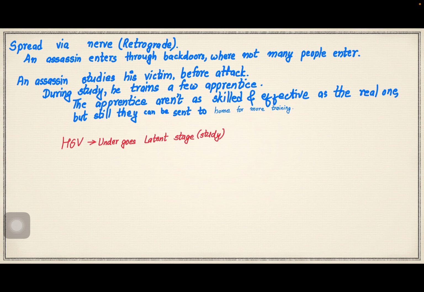Sending them back is related to the fact that they go through the retrograde way, which means antegrade way to the skin. And the fact that they are not that effective means recurrent infection might be asymptomatic and is not as effective as the original secondary viremia. Now, moving on to the next one, we'll be going through the clinical manifestation of herpes virus.